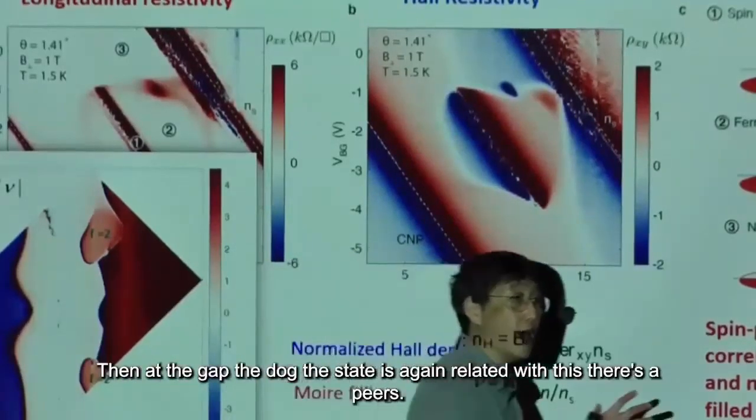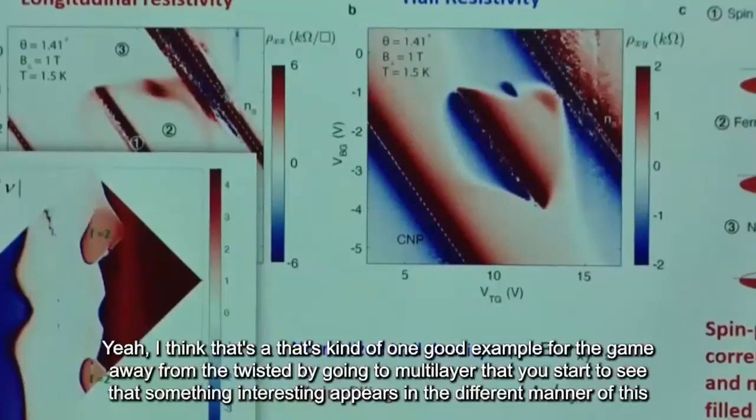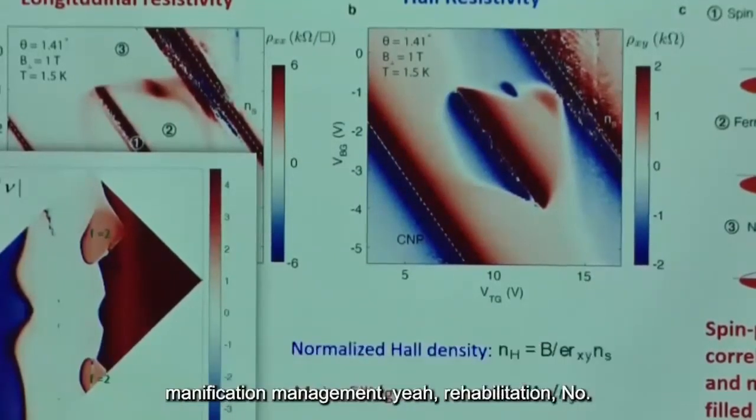That again, going away from the twisted bilayer to multilayers, you start to see that something interesting appears in different realizations of this correlated state.